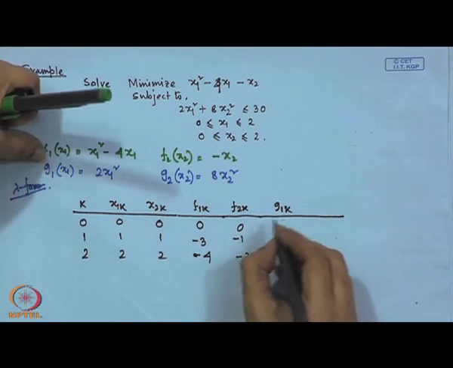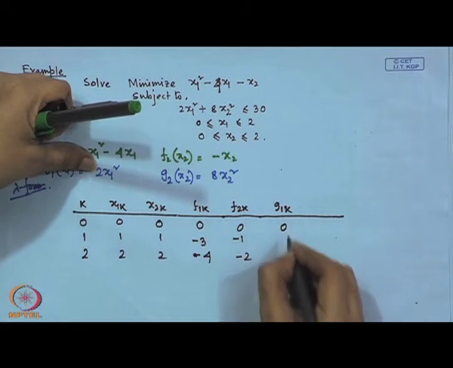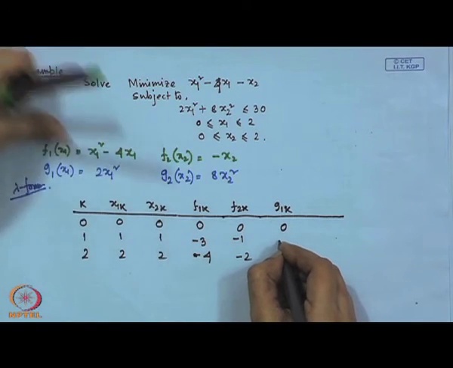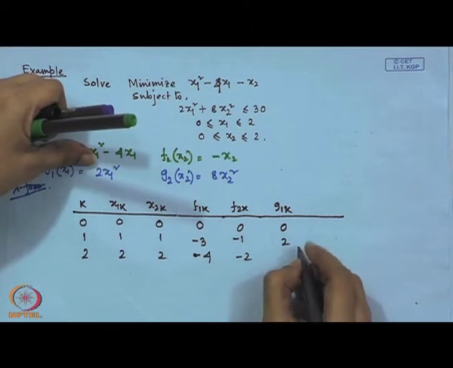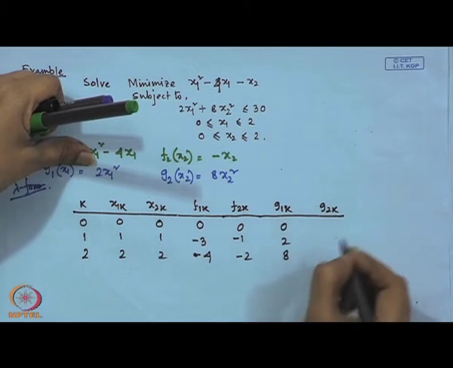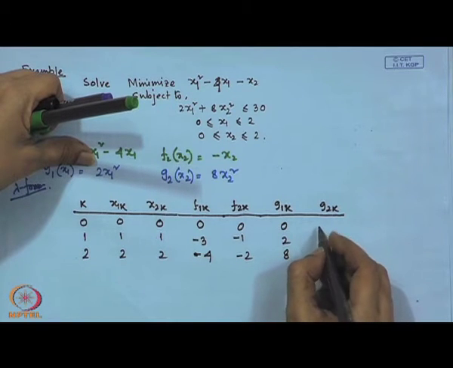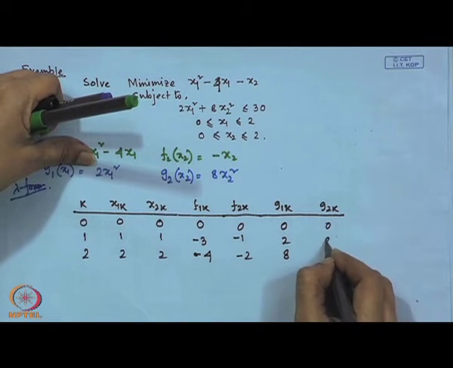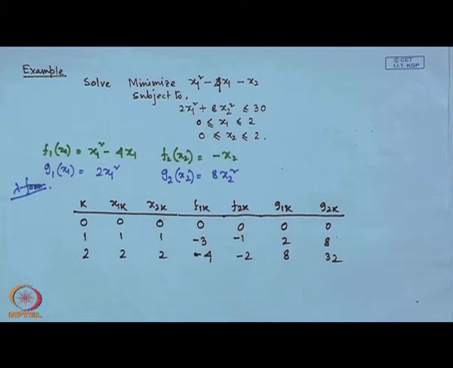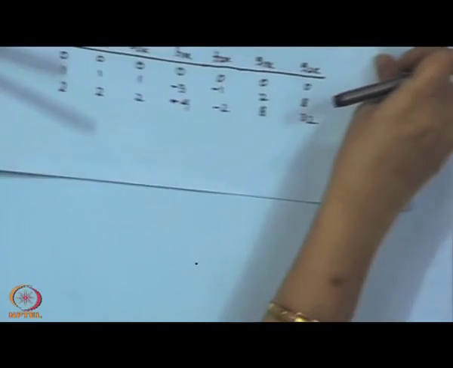Similarly, G1k: G10 is equal to 0, G11 is equal to 2 at point 1, and at point 2 it is 8. Similarly, G2k is equal to 0, 8, 32, because this is the 2x2 square function. If this is so, we can write down the equivalent linear programming problem in this way.